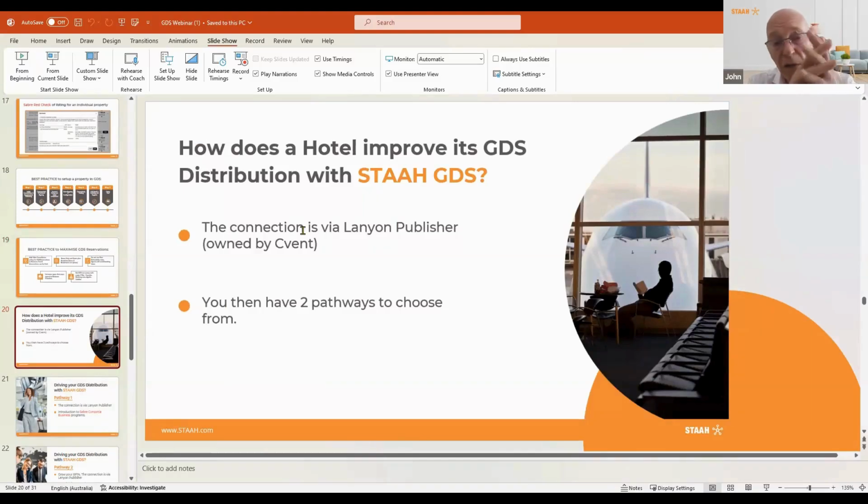So once a hotel signs up, how does a hotel improve its GDS distribution? This is complex, and this is where hotels of larger size, where they've got resources like salespeople, etc., can consider using a connection via what's called Lanyon Publisher. If they sign for Lanyon Publisher, which is owned by a company called Cvent, the hotel then has two pathways to choose.